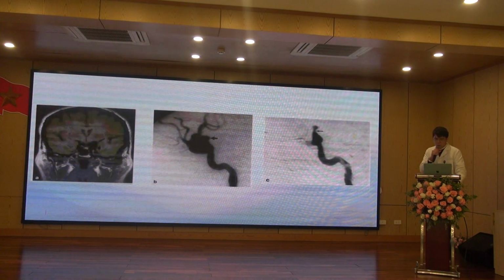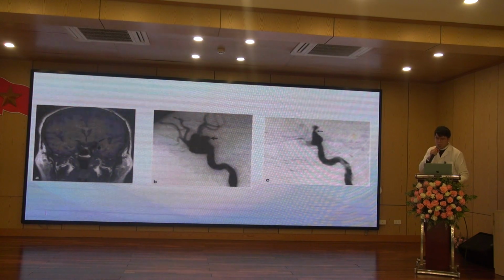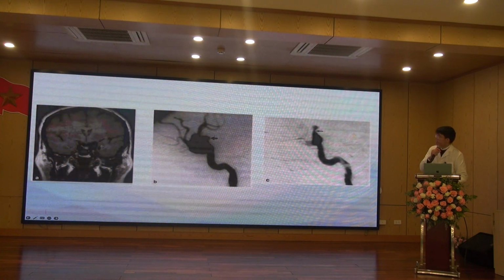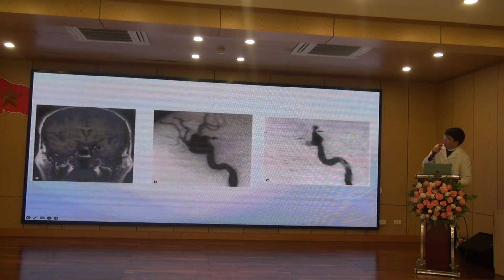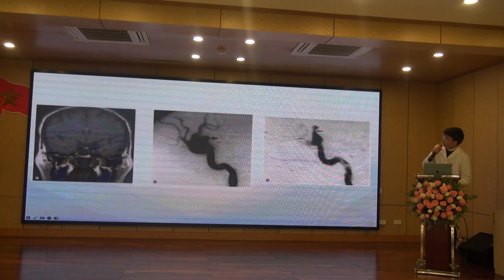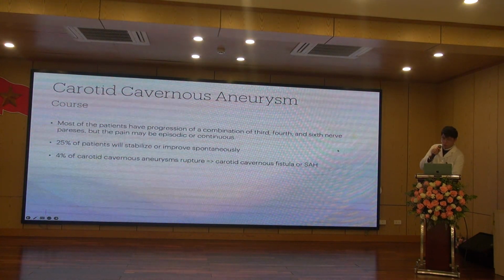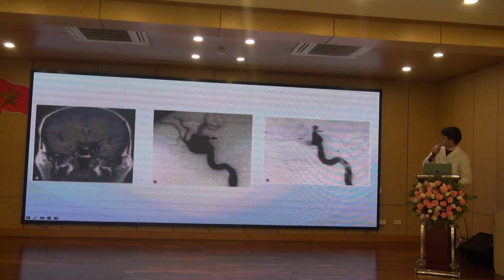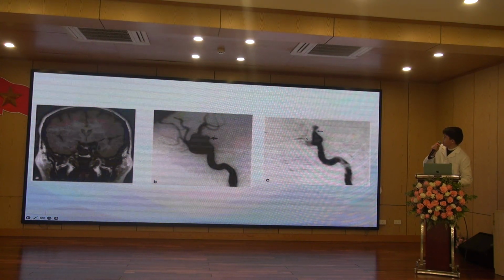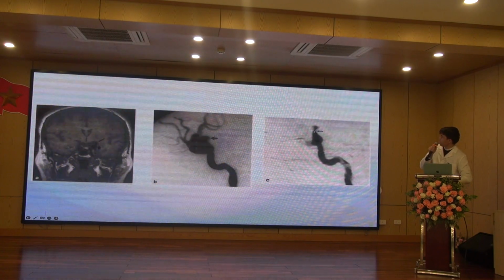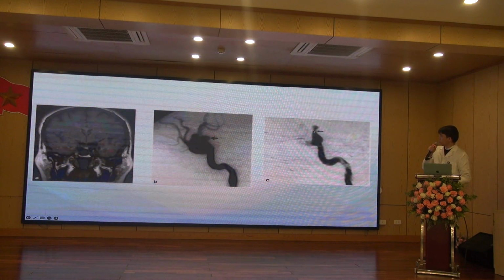This is a 45-year-old woman with painless diplopia, and on the MRI you can see an aneurysm that has a tendency to erode into the dura. On the angiography, in this picture, the aneurysm projects into the dura.